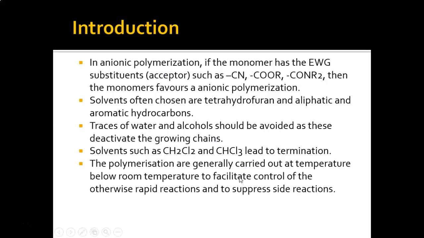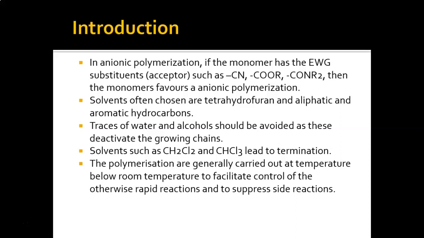In ionic polymerization, if the monomer has an electron withdrawing group substituent or acceptor such as CN, COR, CONR2, then the monomer favors an anionic polymerization. An anion is an atom or group with a negative charge and an unshared pair of electrons. So it is the chain growth in which the active center is a negative ion. We call it an anion associated with a positive counter ion.